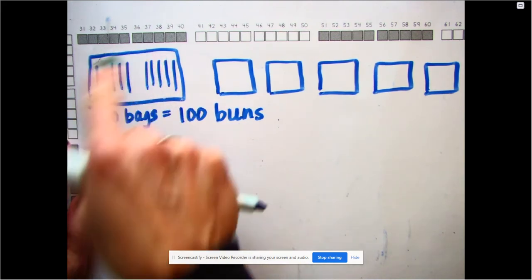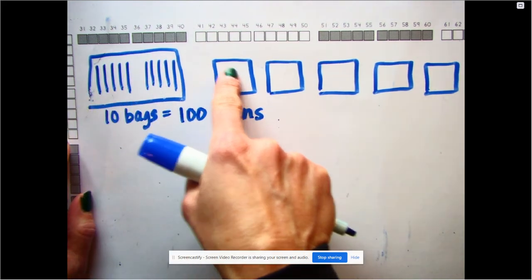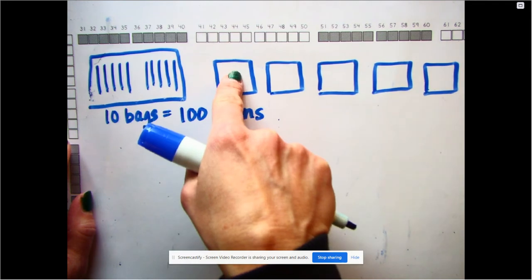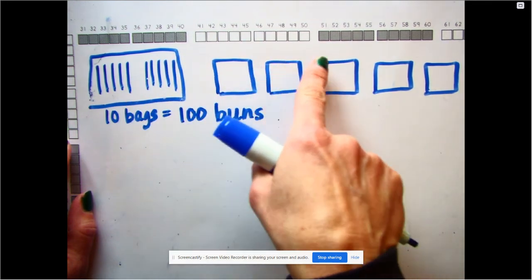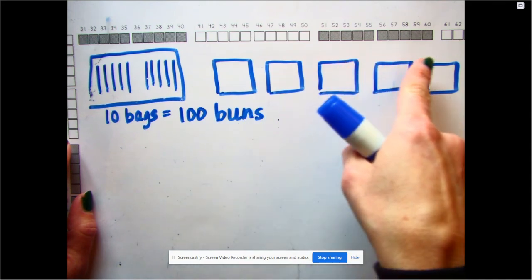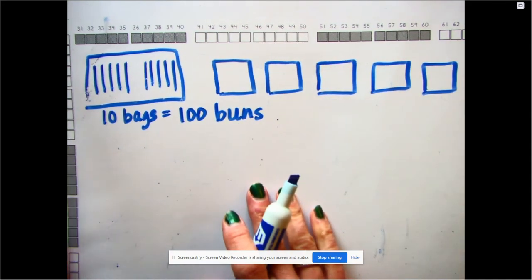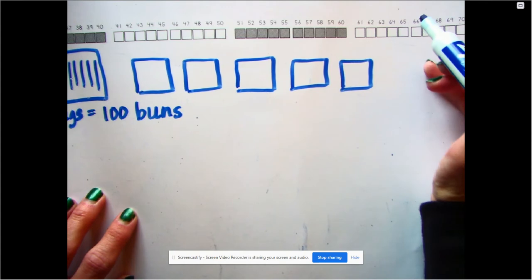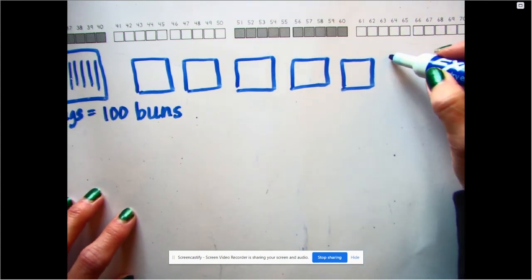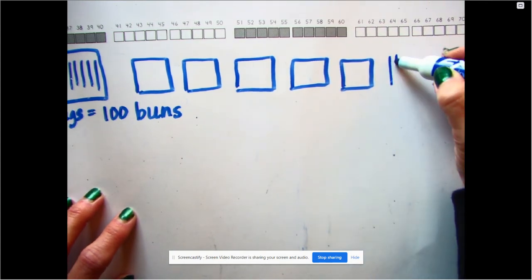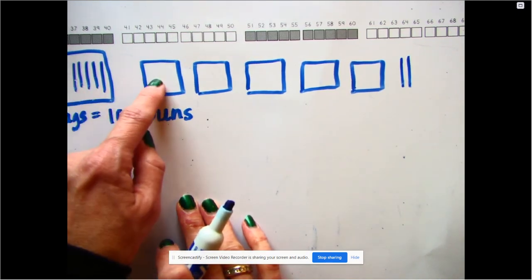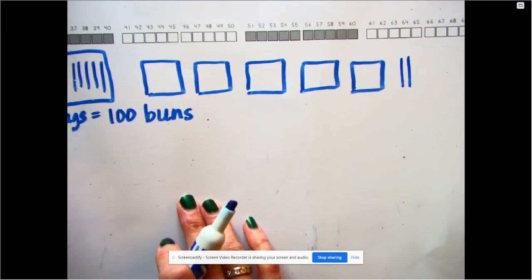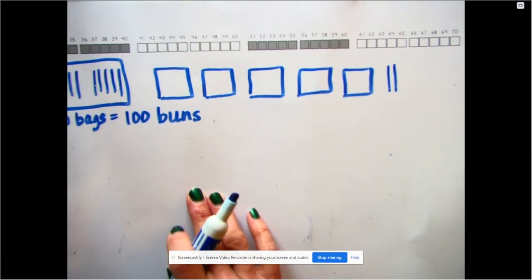Here's 10 bags. Instead of drawing all those sticks inside, I just drew the square. 10 bags, 20 bags, 30, 40, 50, 60 bags, but it says I have 62, right? And remember, a bag is a stick. 61, 62 bags. There they are. I could draw that inside each one, but why would I want to do that? That would just take extra time, right?